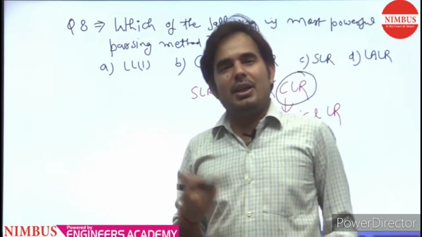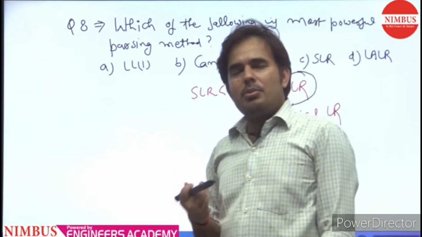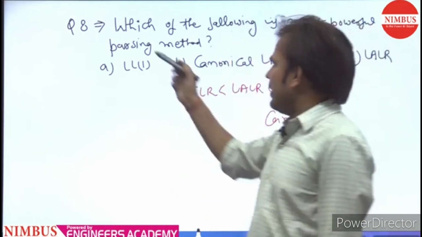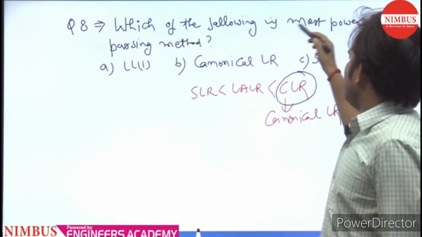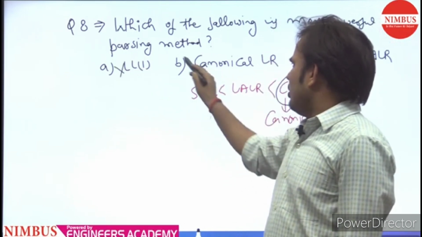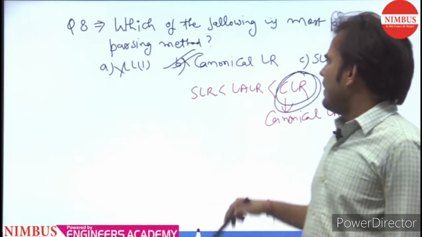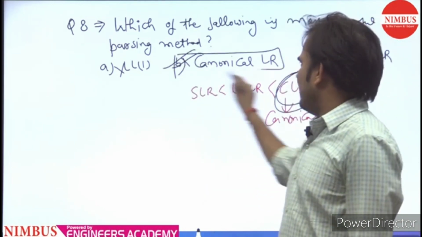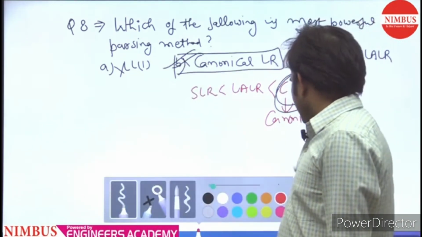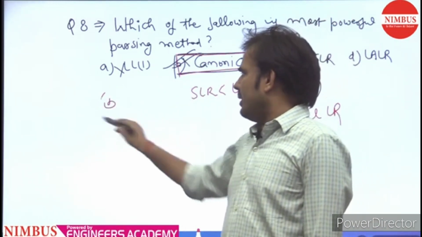Okay, we will take 3 videos in the compiler, and we will see different questions. Which of the following is the most powerful parsing method? LL1 no. Canonical LR yes. Canonical LR is the most powerful method. So option B is correct here.